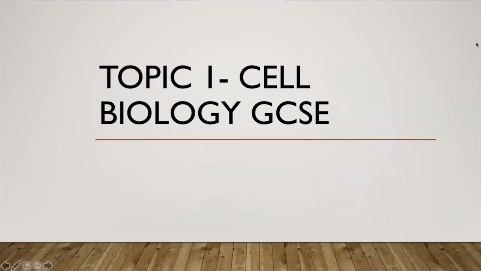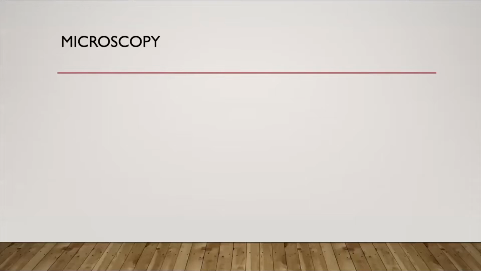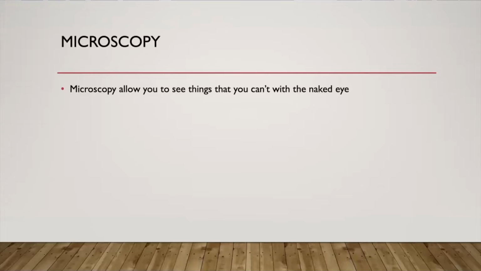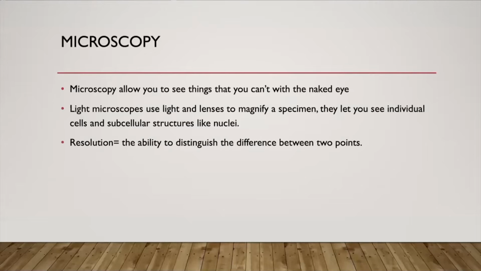Hello and welcome back. Today we are going to go over cell biology GCSE, and today we're going to be focusing on microscopy. So microscopy allows you to see things that you can't with the naked eye. Light microscopes use light and lenses to magnify a specimen to let you see individual cells and subcellular structures like nuclei. The resolution is the ability to distinguish the difference between 2 points, for example, 2 different ribosomes.